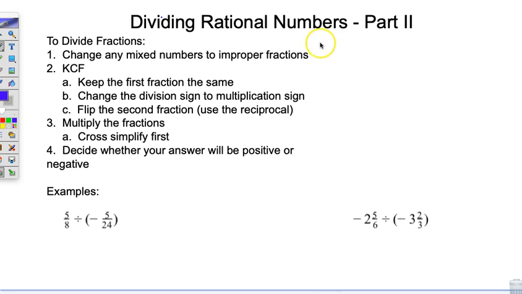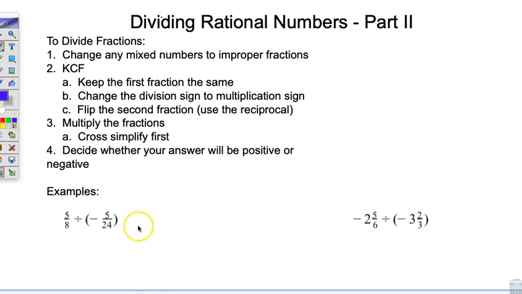So let's look at kind of our review up here. First, we're going to change any mixed numbers to improper fractions. Then we're going to follow an acronym called KCF. We will keep the first fraction the same. We will change the division sign to multiplication. Flip the second fraction using the reciprocal. Then we'll multiply the fractions. We will definitely look for any cross simplification and then decide if our answer is going to be positive or negative.